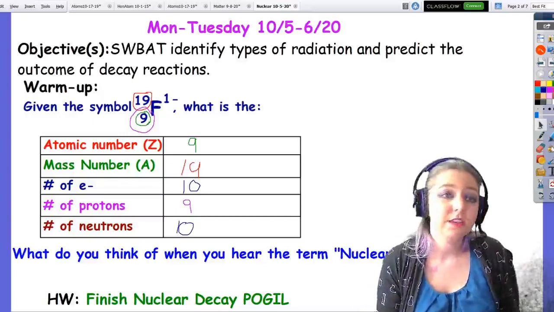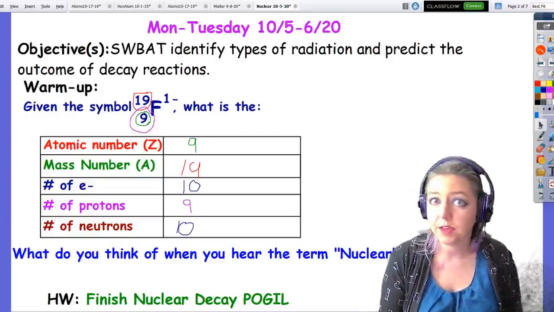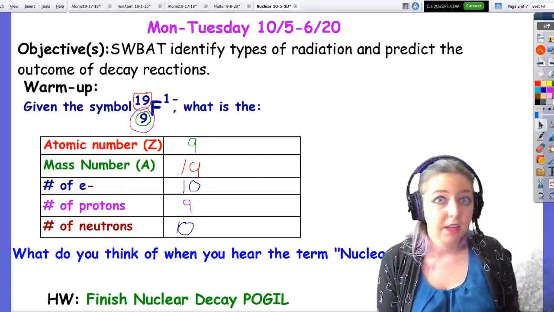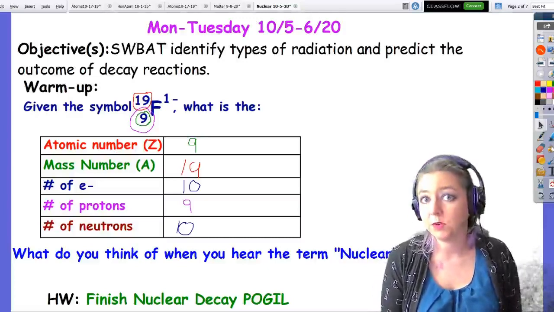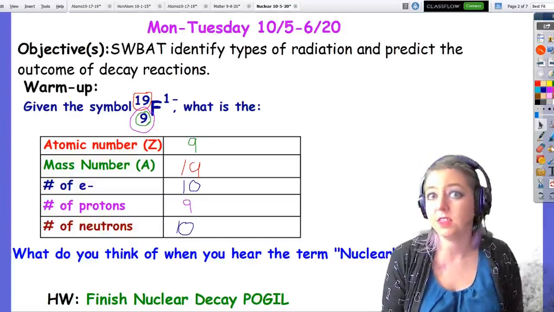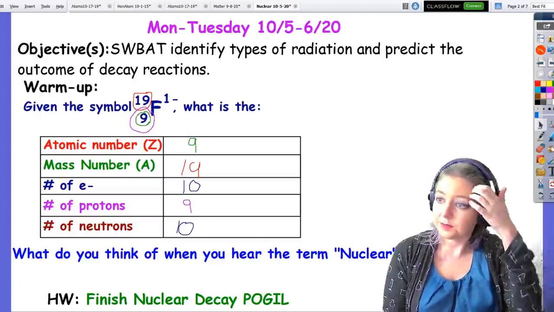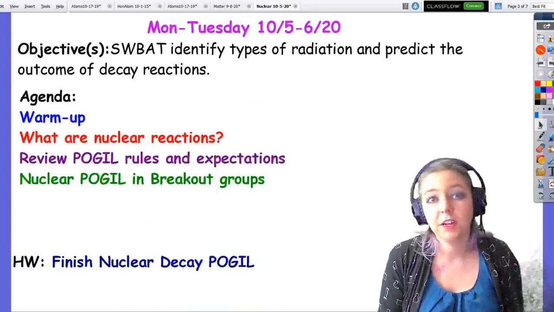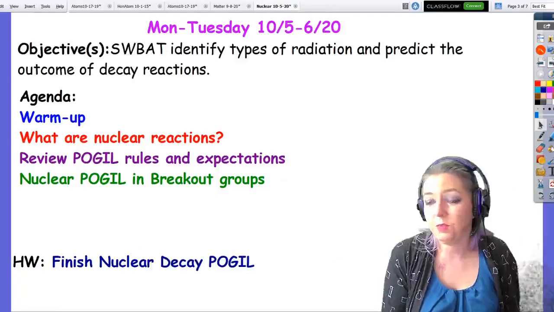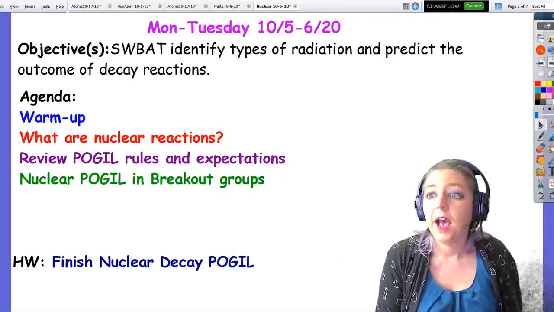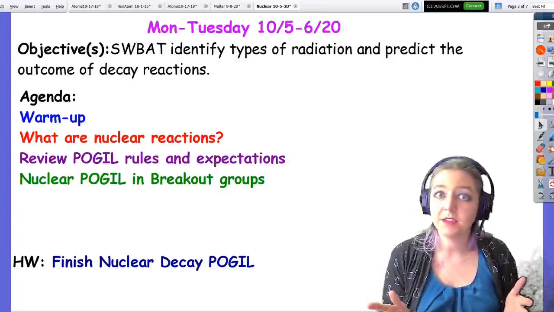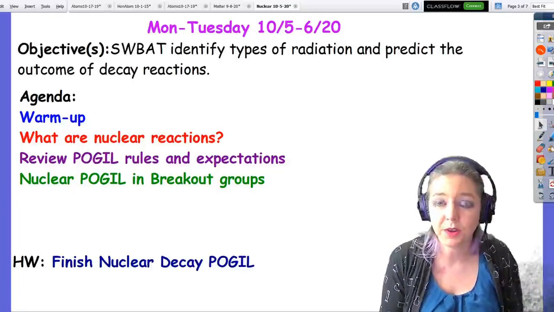And then the asynchronous work is to finish the POGIL by the beginning of our next class. It's going to be another hard deadline for the POGIL, since we're going to be going over most of the answers in class on Thursday with our notes. So after our warm-up, we talked about nuclear reactions. What are they? Why do they occur? I talked about the POGIL a little bit, and then I threw you guys back into your breakout rooms to work on it.